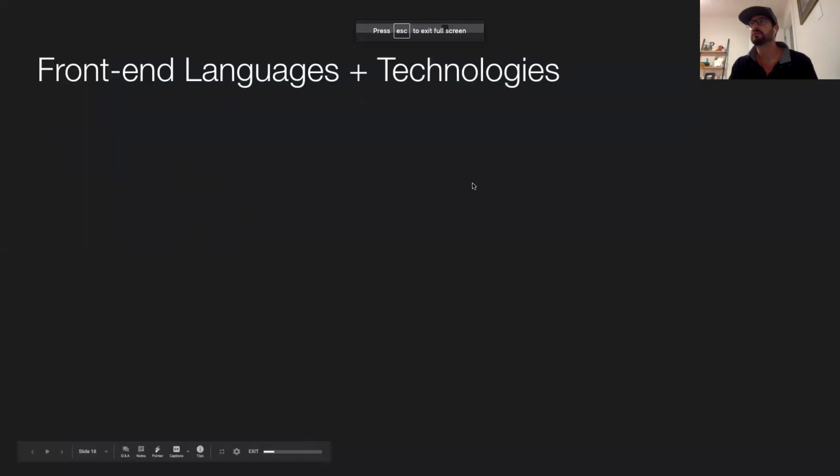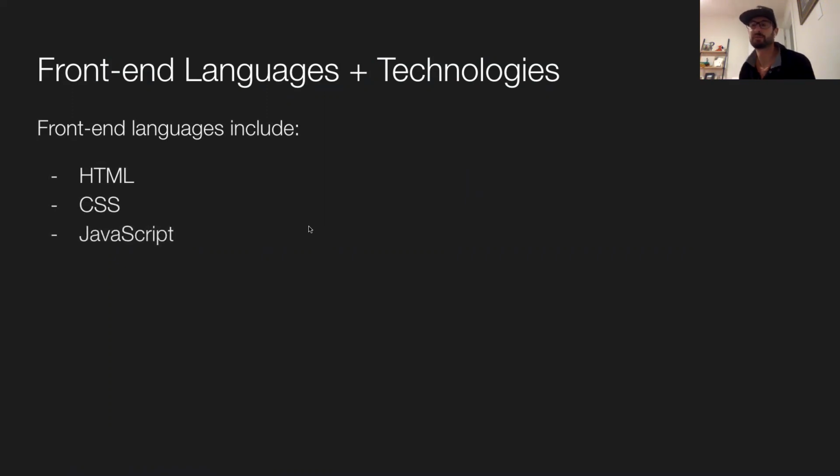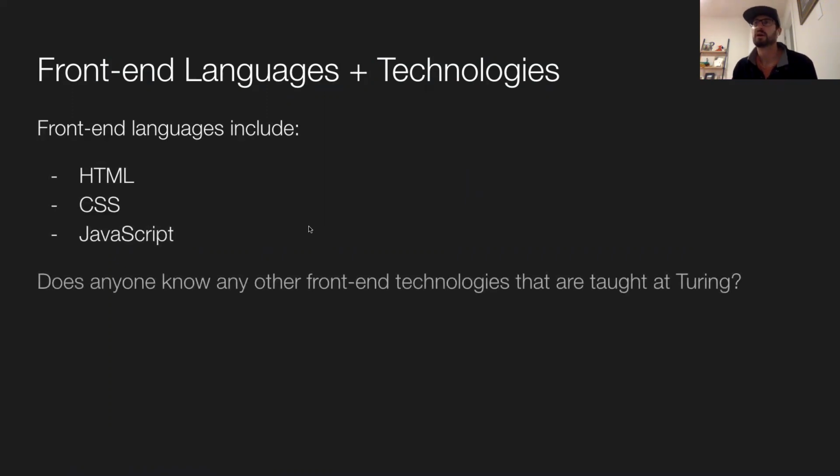So at Turing, when we talk about front end languages and technologies, the big three that we're going to focus on are HTML, CSS, and JavaScript. Does anyone know any other front end technologies that are taught at Turing or that you've heard of? Feel free to just unmute and shout things out. And it's okay if you don't know either.